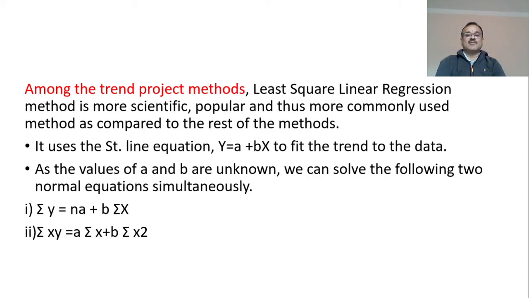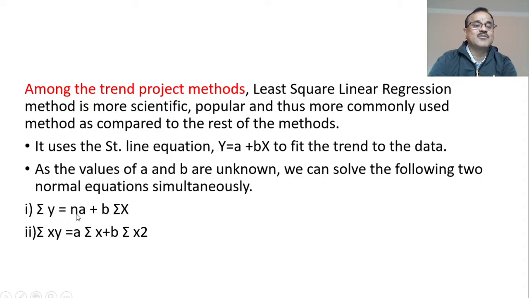Our equation is y = a + bx, which is the equation of the straight line, and that line will be fitted. The data will be fitted there. So this is the equation to fit the trend to the data. As the values of a and b are unknown, here you can see a and b, these are the unknown coefficient values, and we can solve the following two normal equations simultaneously. We take the two equations to get the values of a and b.